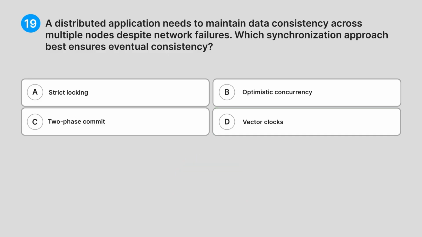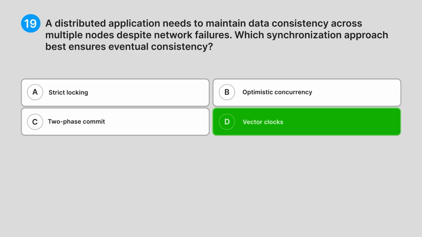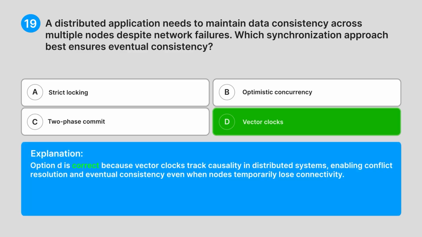Correct answer, D. Vector clocks. Explanation: option D is correct because vector clocks track causality in distributed systems, enabling conflict resolution and eventual consistency even when nodes temporarily lose connectivity.